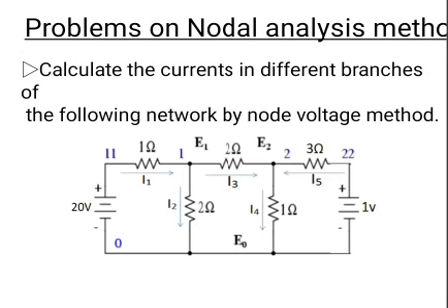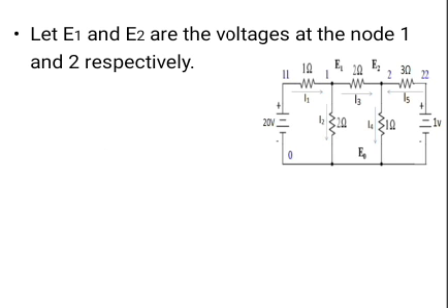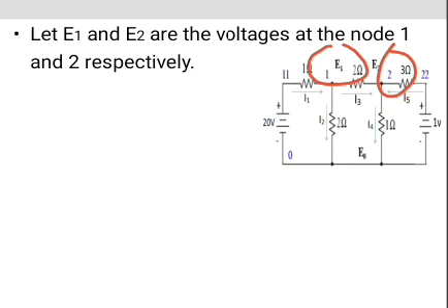Problems on nodal analysis method. Calculate the currents in different branches of the following network by the node voltage method. This is the given circuit. Let I1, I2, I3, I4 and I5 be the branch currents of the respective elements. Let E1 and E2 be the voltages at node 1 and 2 respectively.